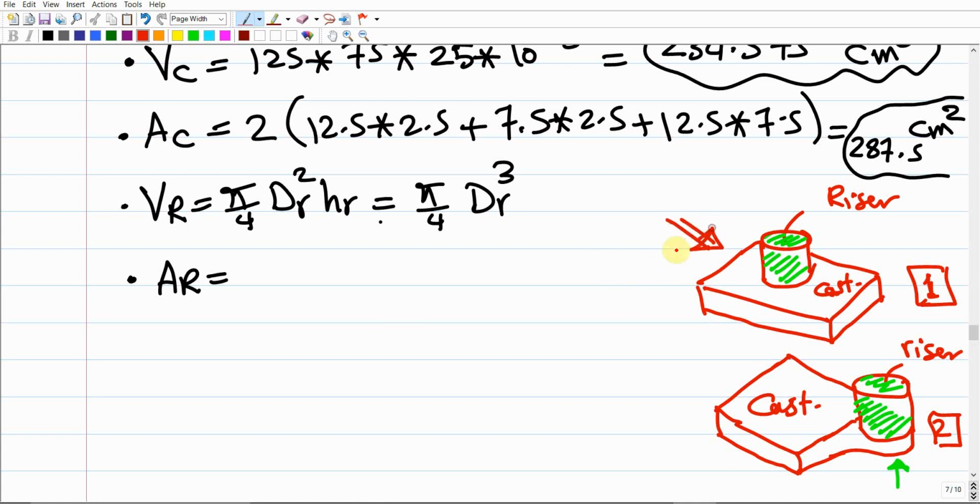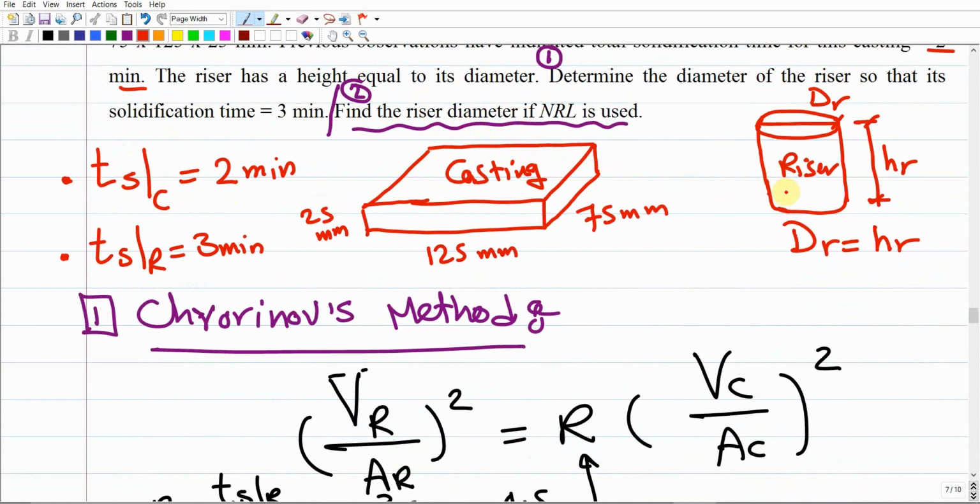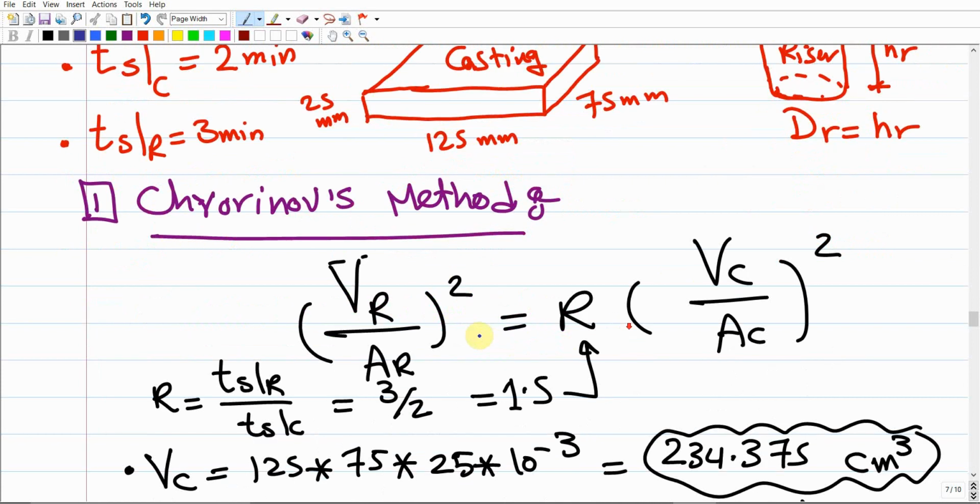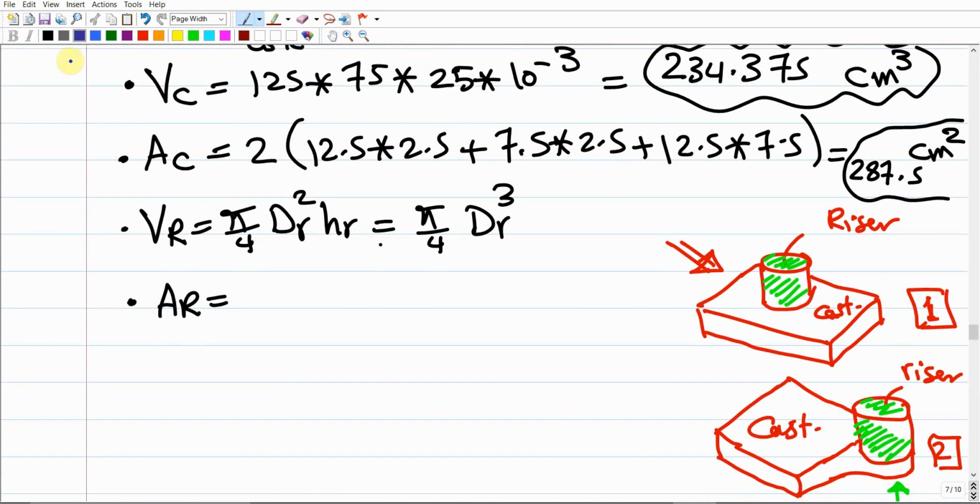So let us proceed with this one. Let us assume that we're going to consider the riser on the top. So I'm going to exclude the area on the bottom. This bottom area of the riser will be excluded from the surface area calculation. So we're going to end up with just two areas. The circular area on the top, which is going to be pi over 4 d squared, so pi over 4 dr squared. This is the area on the top, plus the cylindrical area.